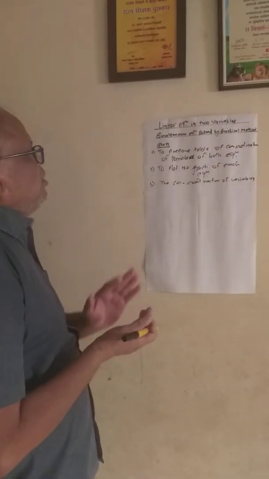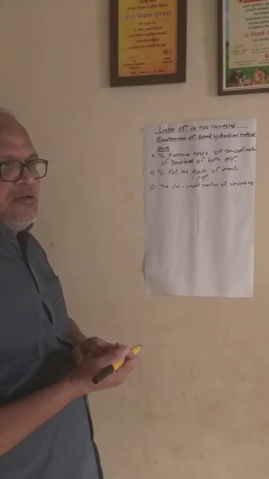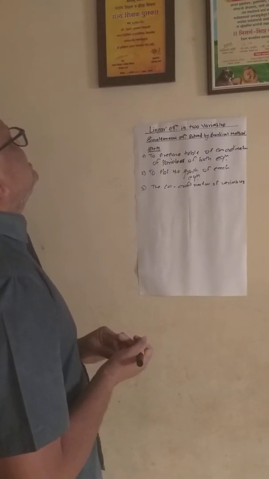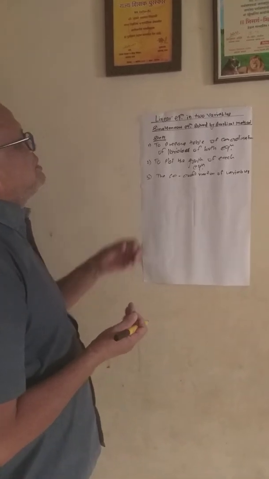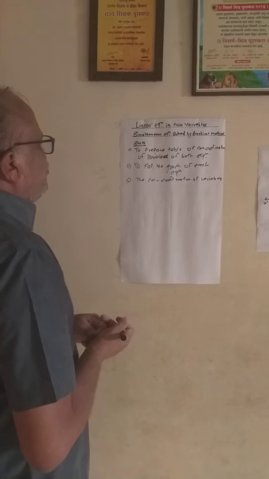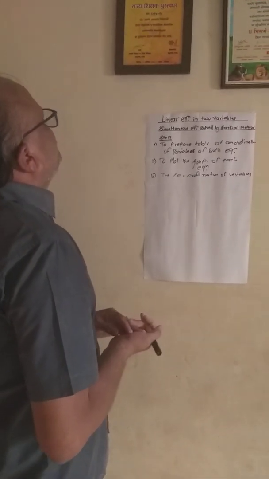Last period we learned how to solve simultaneous equations by the method of elimination. Today we learn how these equations are solved by the graphical method. It has four steps for solving these equations by the graphical method.